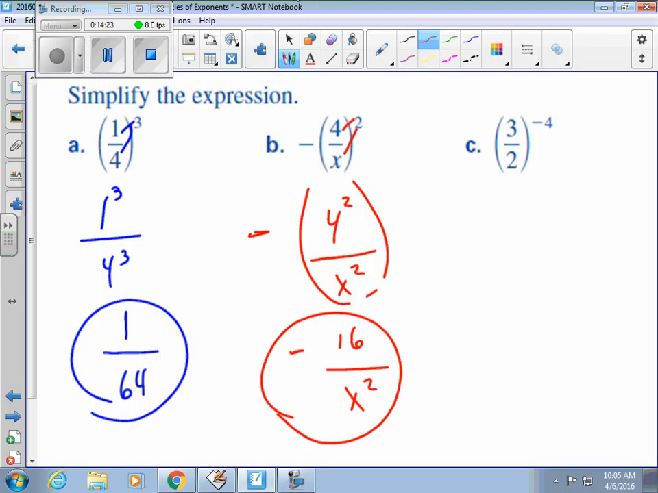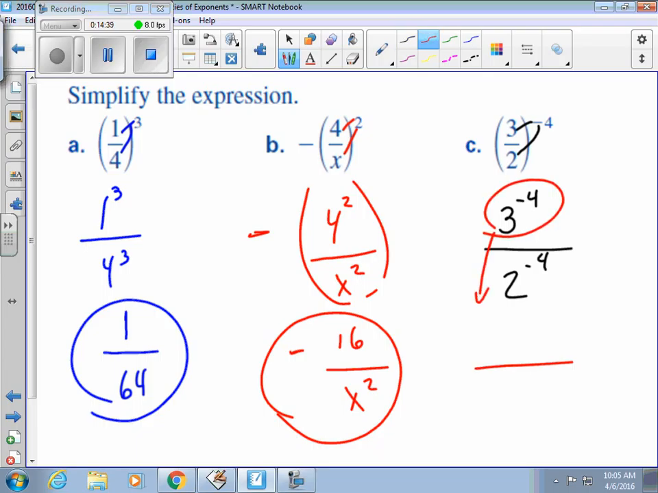Again, we have 3 over 2 to the negative fourth. Both terms are getting the negative fourth power. 3 is being raised to the negative fourth, and 2 is being raised to the negative fourth. Remember, they're both being raised to a negative exponent, which means both of them ride the elevator. 3 to the negative fourth goes down and becomes 3 to the positive fourth, and 2 to the negative fourth goes up and becomes 2 to the positive fourth.